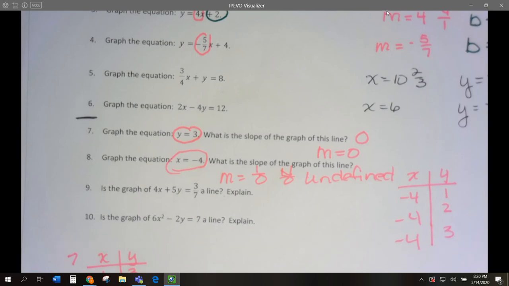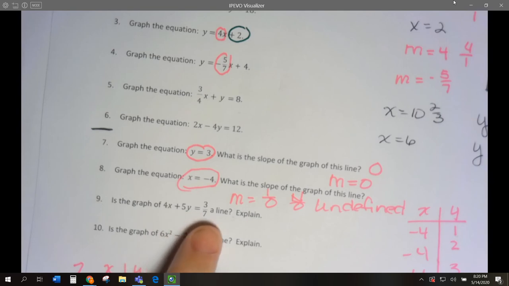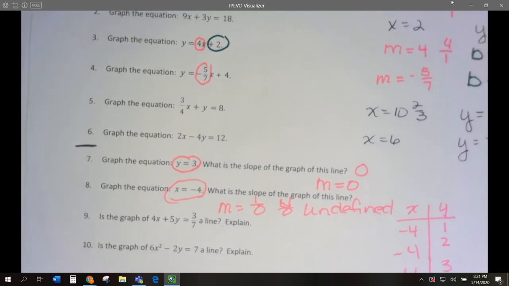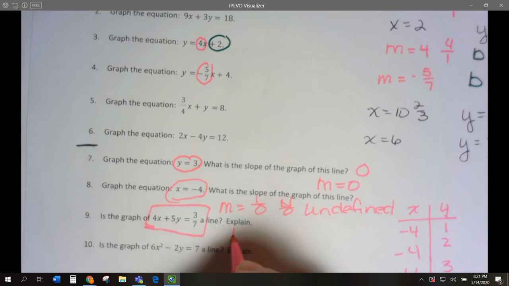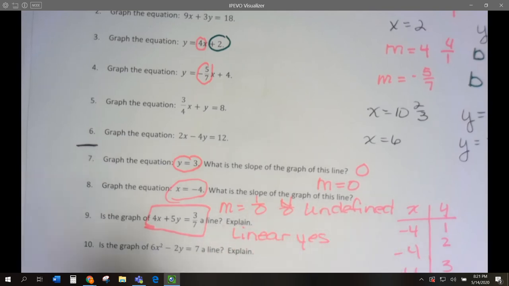Next question. Is the graph of 4x plus 5y equals 3/7 a line? Explain. Yes, it is. It's a linear line because it's in standard form. Our variables do not have exponents, and there is no variable in a denominator. So this is linear. We learned this a long time ago.